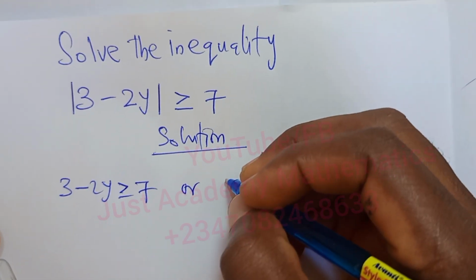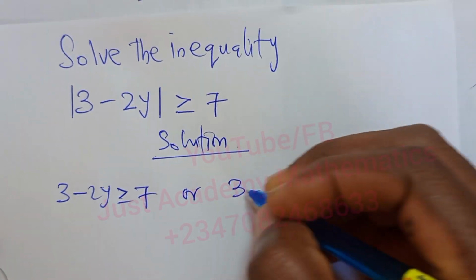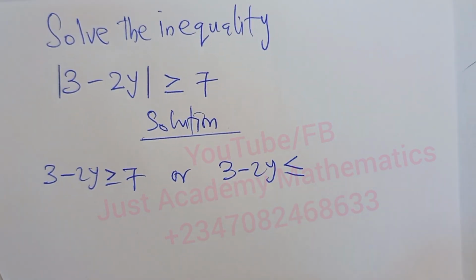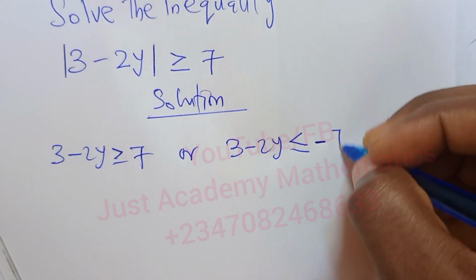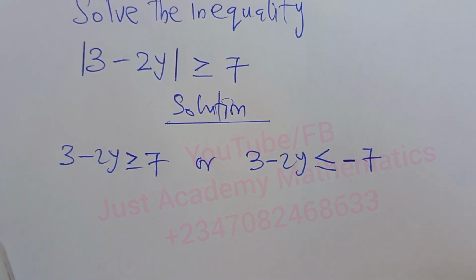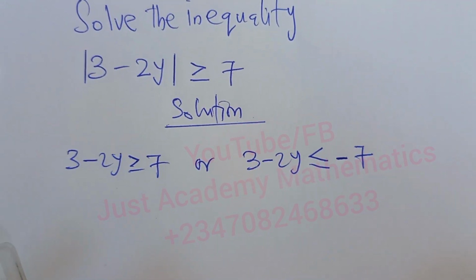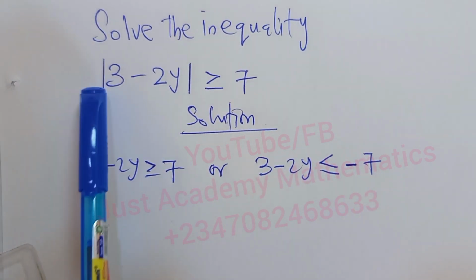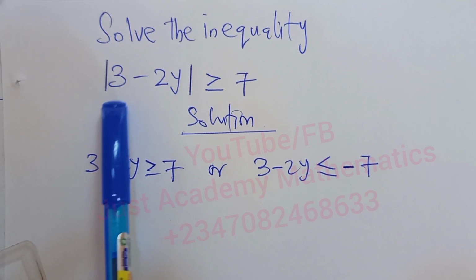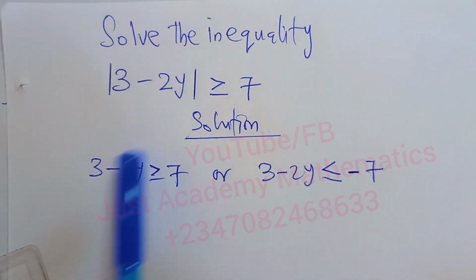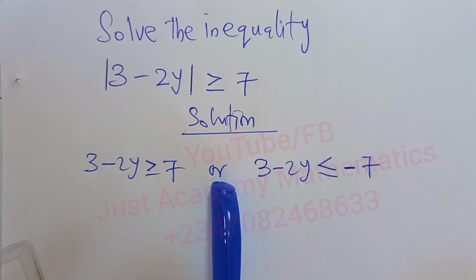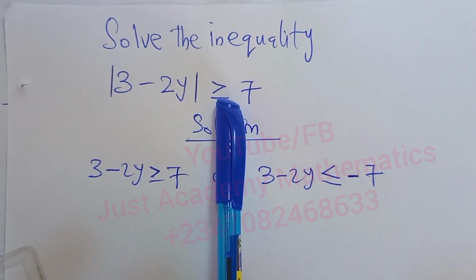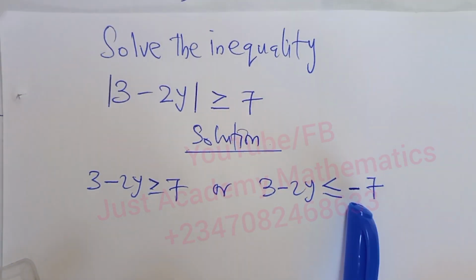Or another possibility is 3 minus 2y is less than, we change the sign to the opposite direction and we multiply this side with minus. So we change the sign, can you see it? We multiply with minus. The first possibility, just the way it is, remove the modulus sign, the absolute value sign, write it the way it is. That is the first possibility. The other possibility is that you write this side and you swap the sign to the opposite direction and you multiply the whole of this side with minus, which is this.